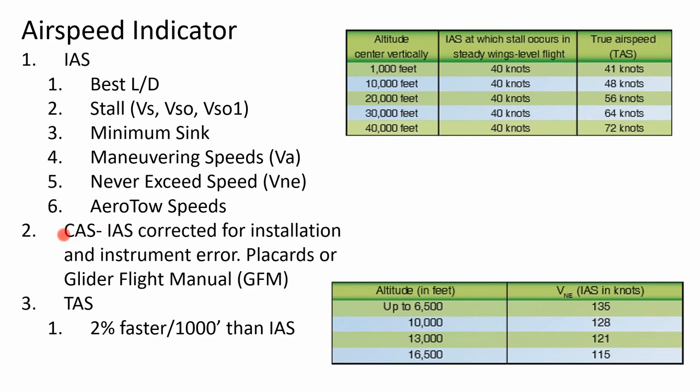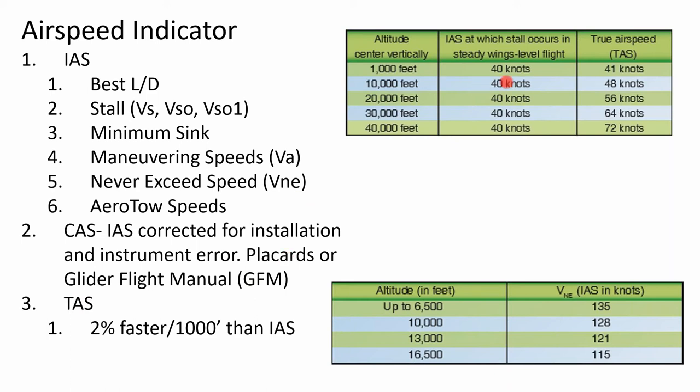Other airspeeds that you'll come across in the glider flight manuals and different books include calibrated airspeed, which is airspeed that's corrected for installation error or high angles of attack and things like that. Another airspeed that you can be questioned about is true airspeed. In the past couple of weeks we were talking about weather and how pressure decreases and density decreases as we go up, so for every 1,000 feet, true airspeed increases 2%.